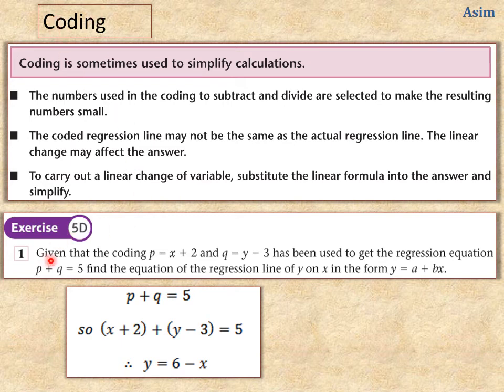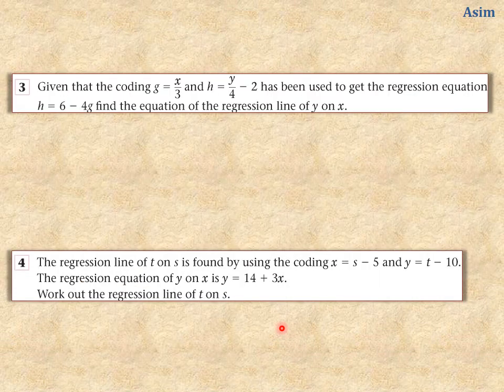Okay, the question says that there is a coding for p, there is a coding for q, which has been used to get the regression equation p plus q equals 5. Find the regression of y on x. Very simple. You start with p plus q equals 5. In place of p, substitute the equation for p, which is x plus 2. In place of q, y minus 3. Substitute, simplify, make y the subject. You get the regression of y on x. That's it. Let's go ahead.